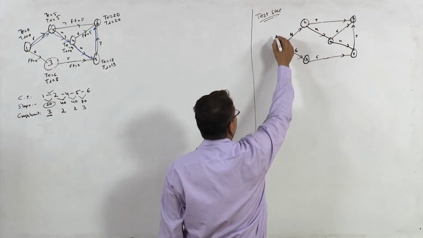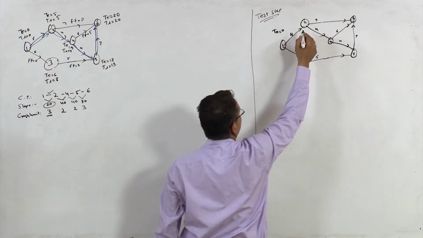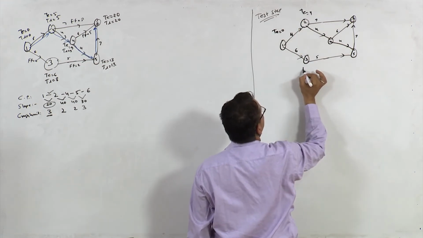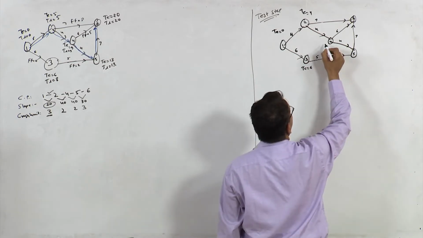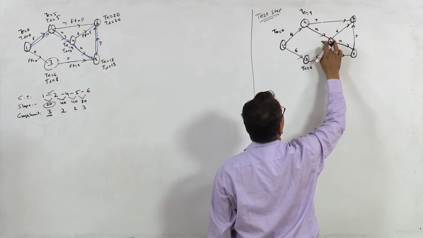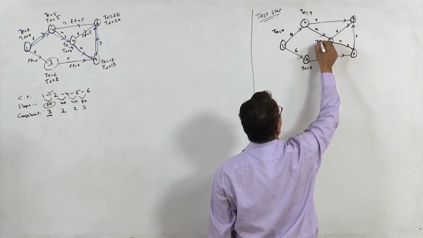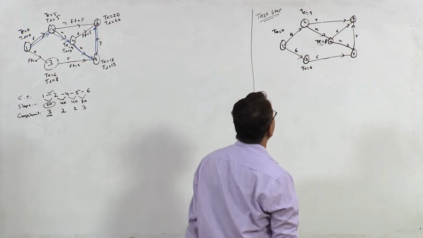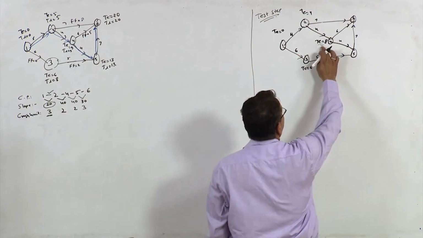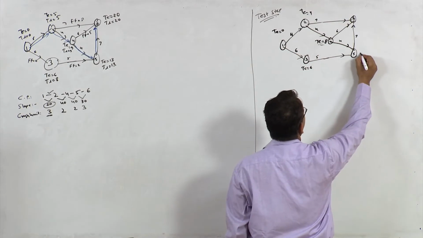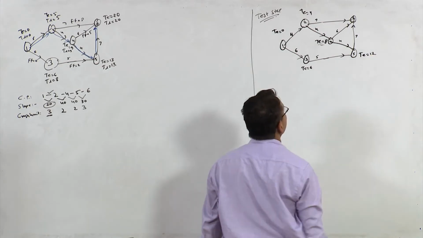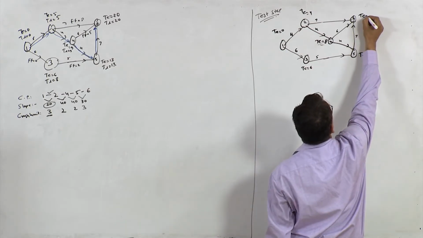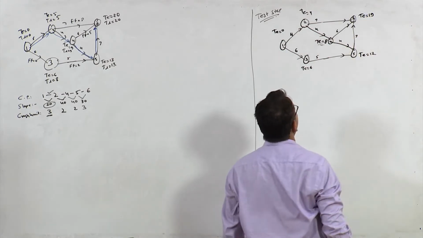So TE here is 0, TE here is 4, TE here is 6, TE at this point is 4 plus 4, 8, right. 8 plus 4, 12, okay. So TE is 12 here, 12 plus 7, 19, right.